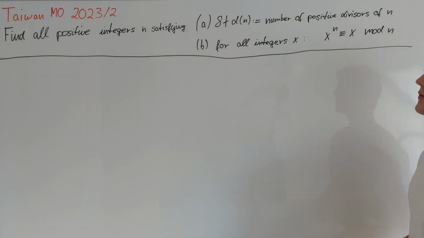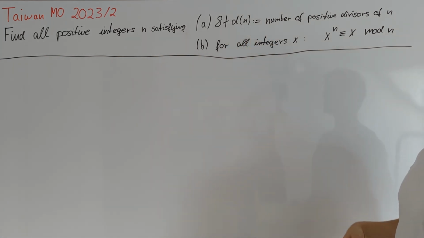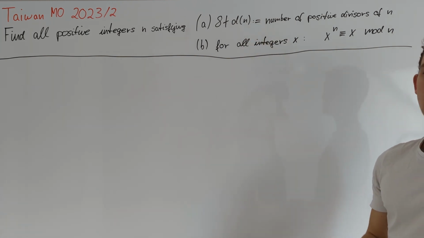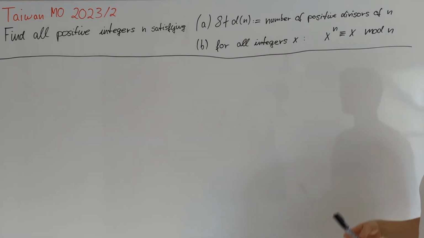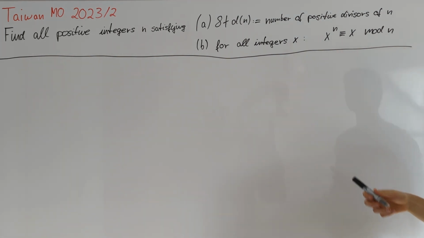We are asked to find all positive integers n such that (a) 8 does not divide the number of positive divisors of n, which we will now call d(n), and (b) for all integers x, x to the power of n is congruent to x modulo n.